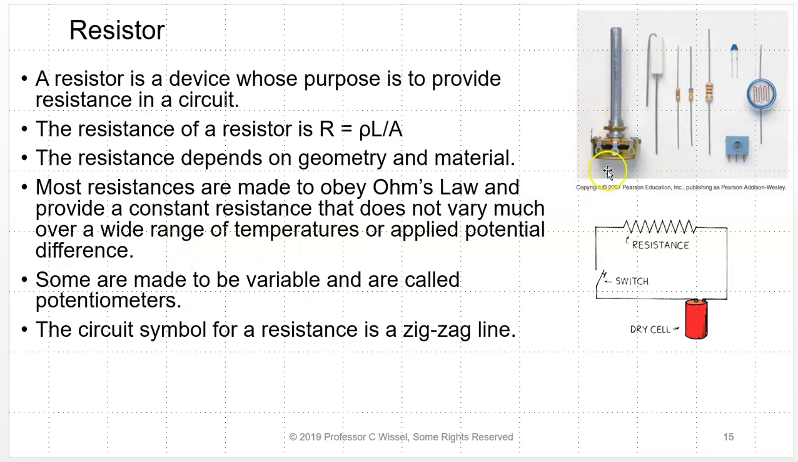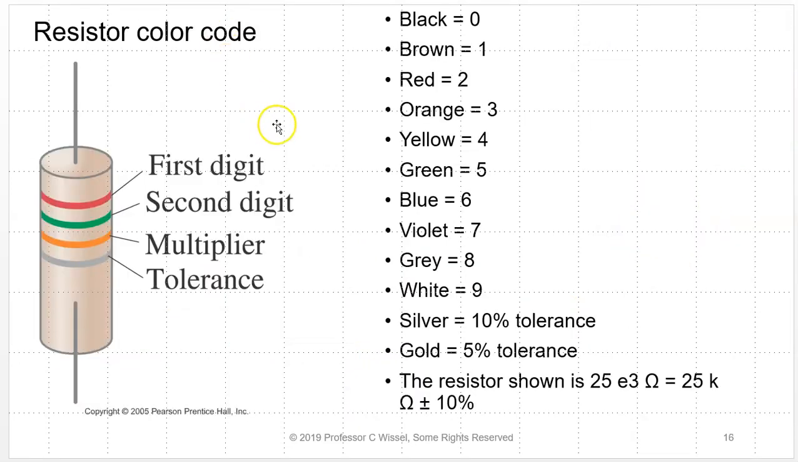Now, some, like this one, are made to be variable. This has a knob that you can turn to vary the resistance. And these are called potentiometers, otherwise known as pots. The circuit symbol for resistance is a zigzag line, and these are all different types of resistors. Now, you may have seen something like this if you got to look inside of some sort of electronic component.